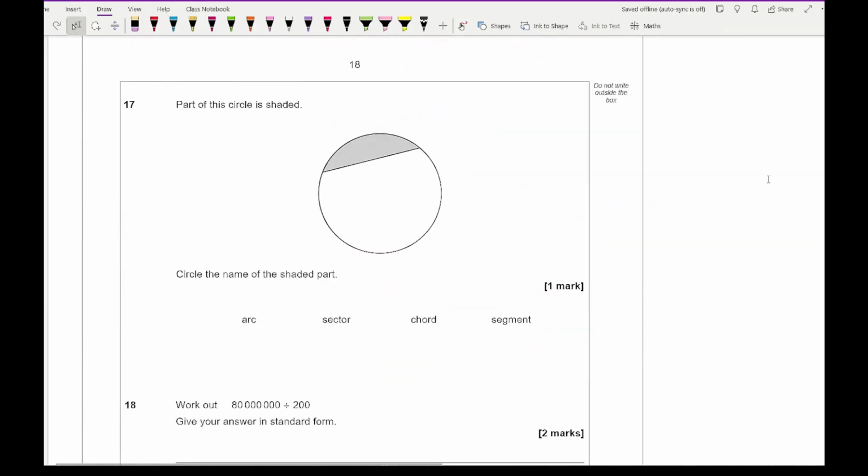For question 17, it says part of the circle is shaded. Circle the name of the shaded part, and that is going to be a segment.